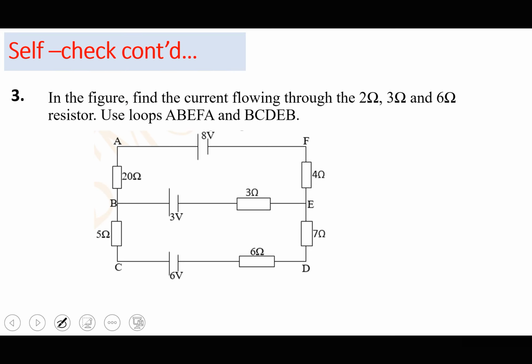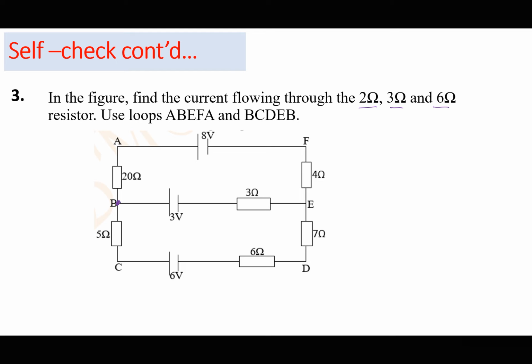In the figure, find the current flowing through 2 ohms, 3 ohms, 6 ohms. Use loops A, B, E, F, A. So you are going to use that loop. And B, C, D, E, back to B. Of course, you must come up with an equation for current.